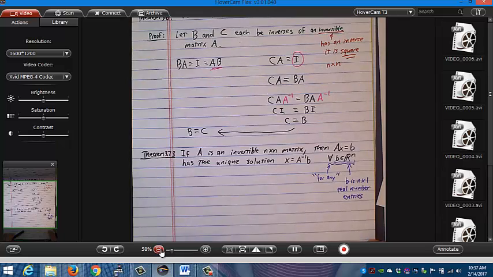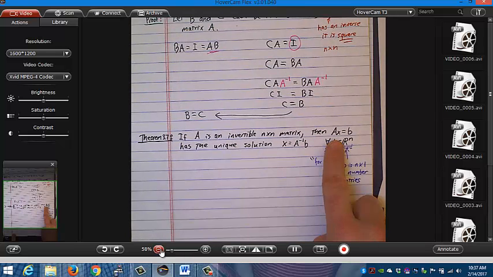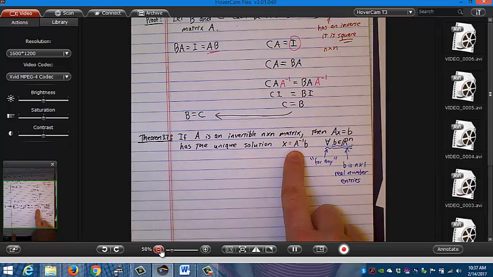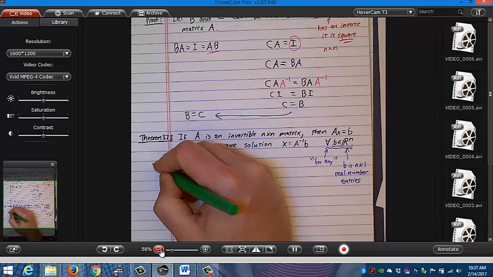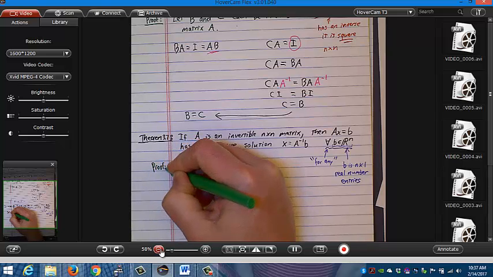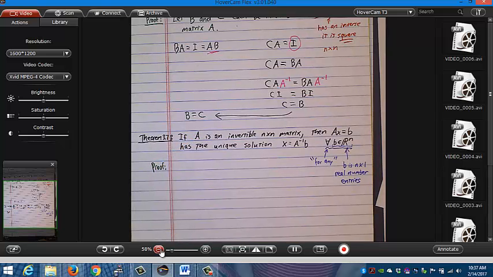Okay. So I have this famous matrix equation, AX equals B. That's the solution, right? I need to show that. So here I go. Proof. Oh, you guys probably know what to do, right? So what do we do?